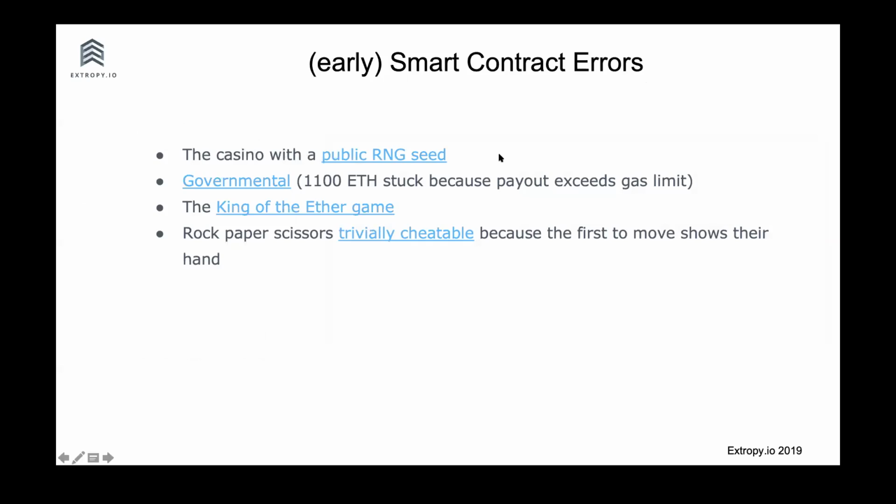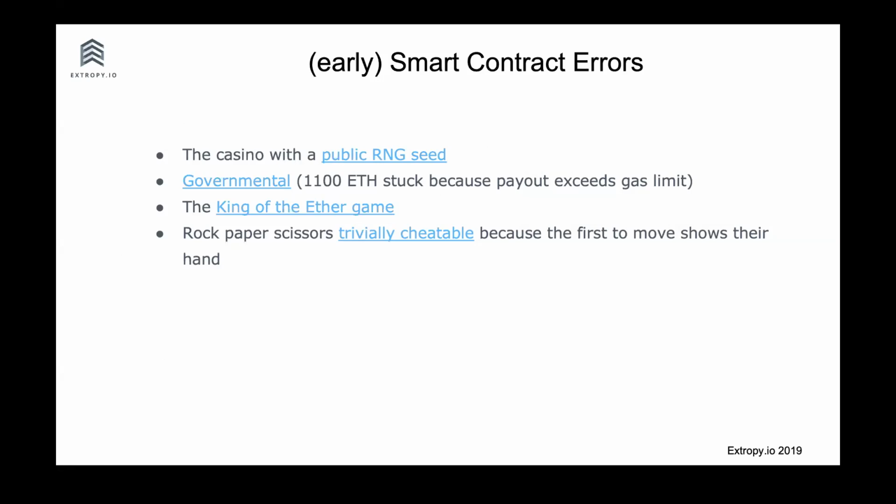Some earlier smart contract errors. Someone created a casino with a public random number generator, with a seed that was public, so it could be predicted what the random numbers would be. Other contracts made had ether stuck because gas limits were being exceeded when they tried to do the payout. King of Ether was a similar thing.